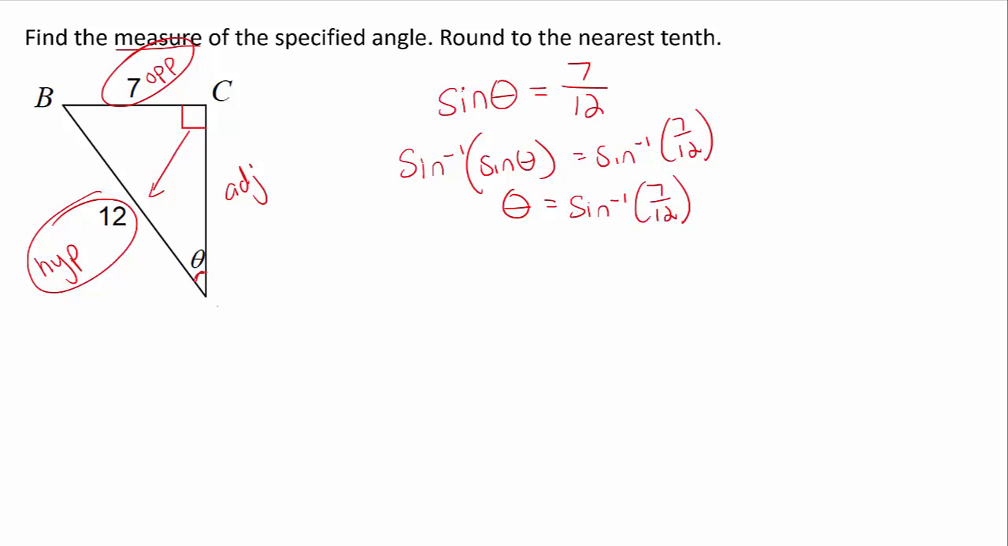And then the nice thing is, this is calculator work. So you do sine inverse in your calculator. You need to find that button of 7/12. And when you do that, you actually get that theta is equal to 35.7. And since it's an angle now and we're in degree mode, we're going to say degrees. And you do need to make sure that you're in degree mode for this problem. We're asked to round to the nearest tenth. So we did that.